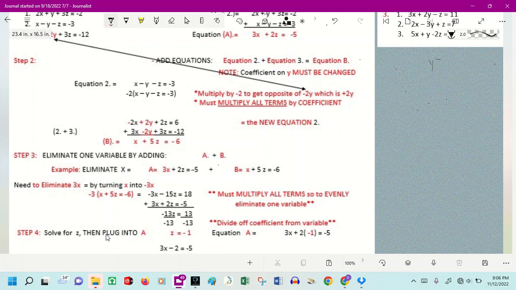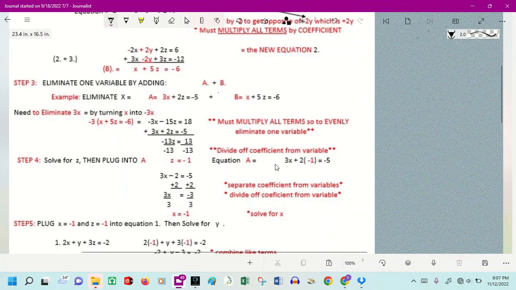We will plug that z into equation A. That gives us 3x plus 2 times that negative 1 equals negative 5. That becomes 3x minus 2 equals negative 5. Again, separate the coefficients from the variable by moving the coefficient to the other side by taking its opposite. If we do it on this side, we are to do it over here as well, the other side of the equation.